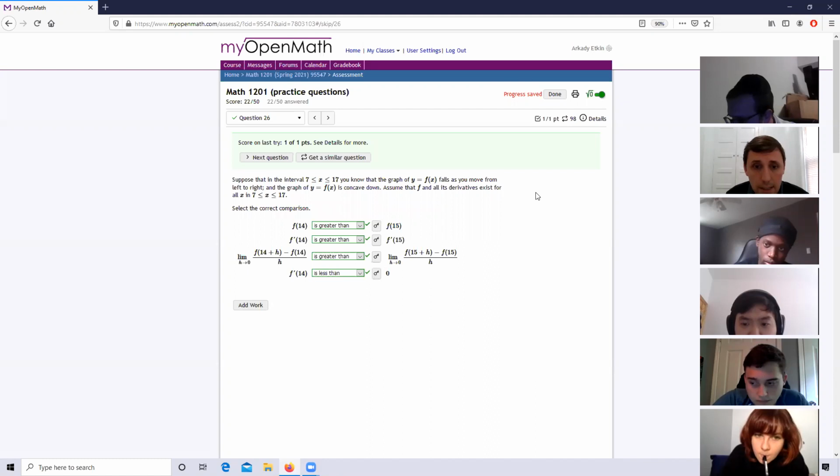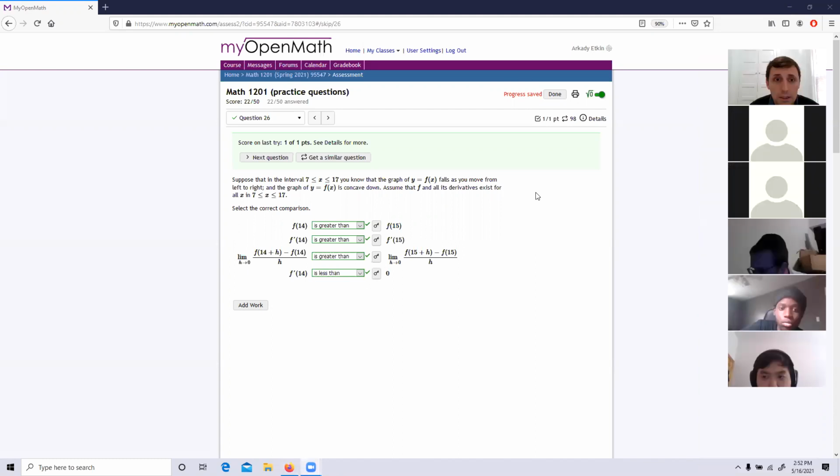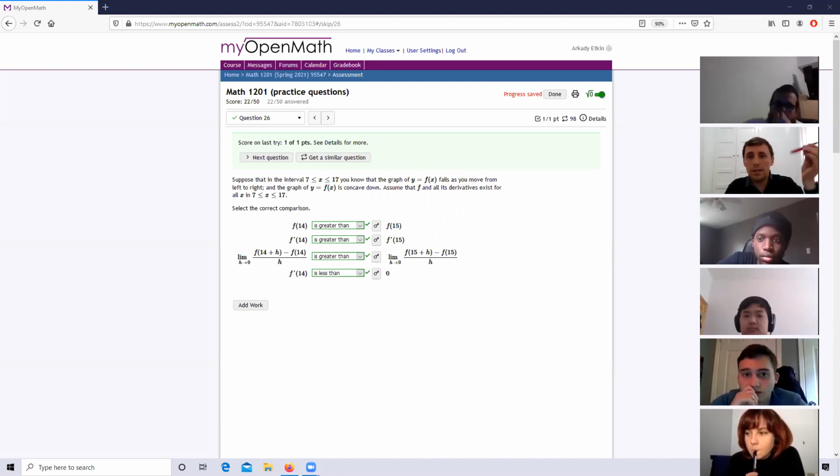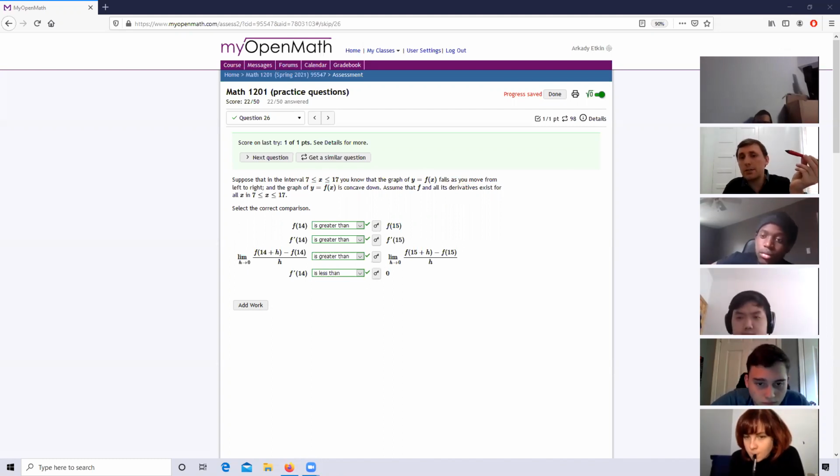y'' is less than 0 because we have negative. Look at it. At 7 and onwards, the graph is falling, which means that the slopes are negative. And if they're negative, they're less than 0. Agreed? So they're saying the graph is falling, and they're saying it's concave down, which means that you're falling faster and faster and faster.